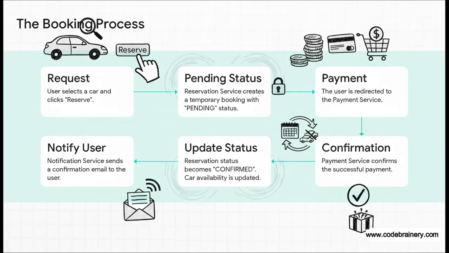If the payment is successful, the payment service sends a thumbs up back to the reservation service, which then flips the status to confirmed. At that exact moment, it also tells the inventory service to mark that car as unavailable. And finally, the notification service kicks in and sends that satisfying confirmation email.